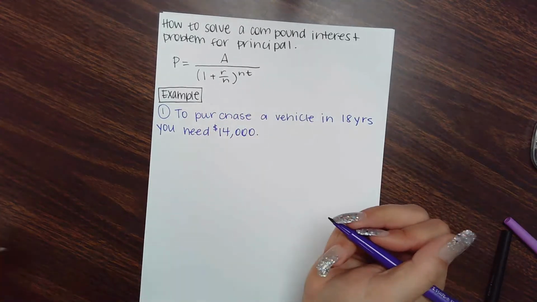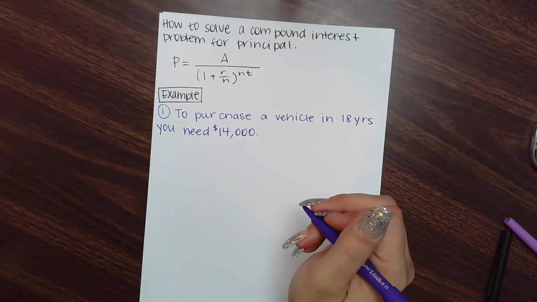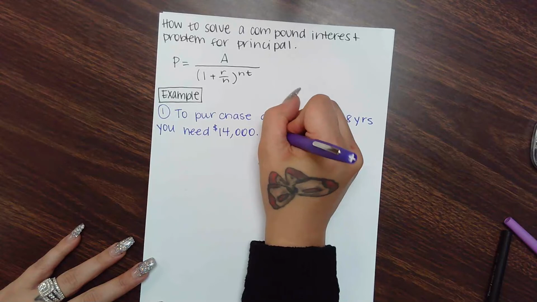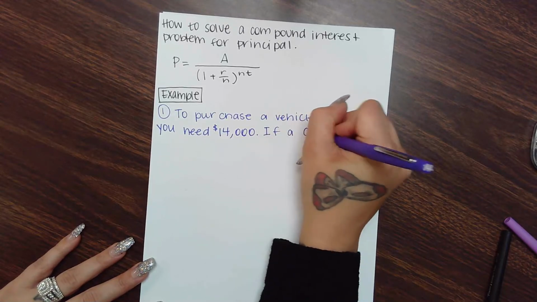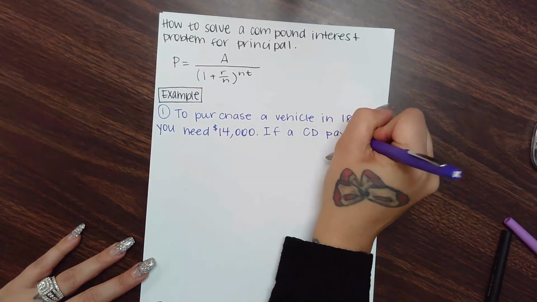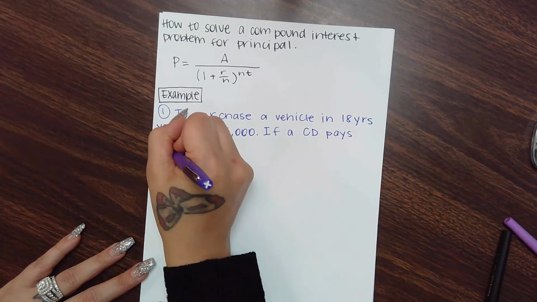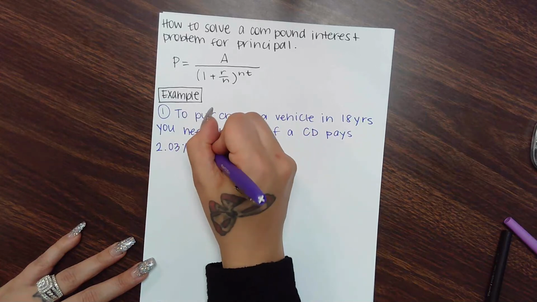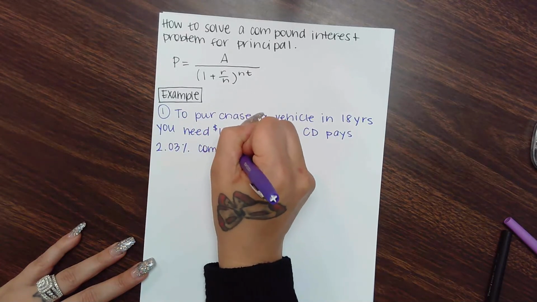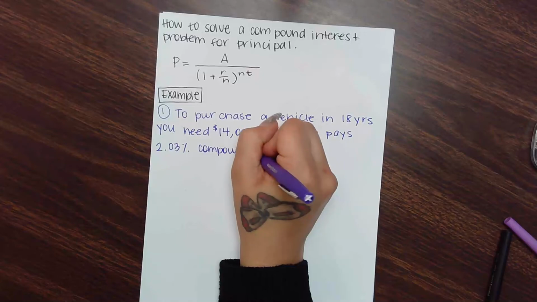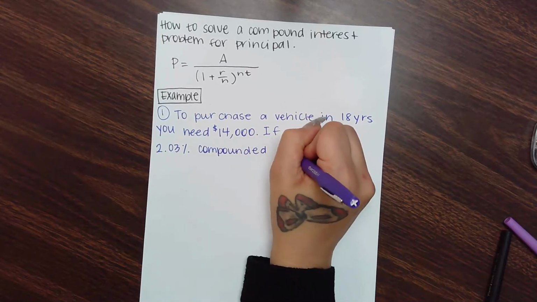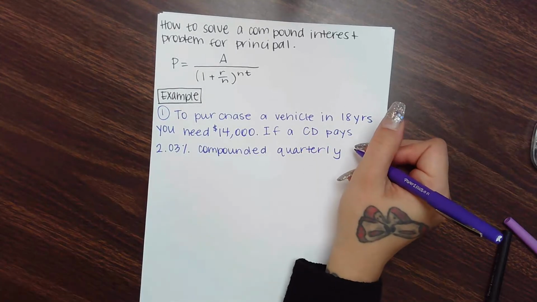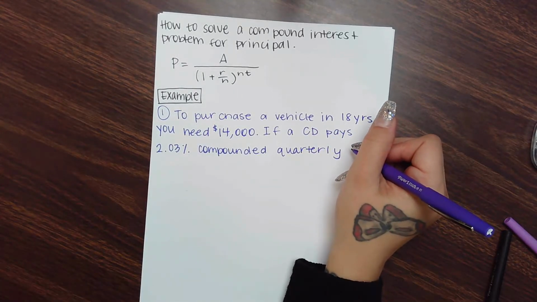So to purchase a vehicle in 18 years, you need $14,000, period. If a CD pays 2.03% compounded quarterly, how much should you invest?